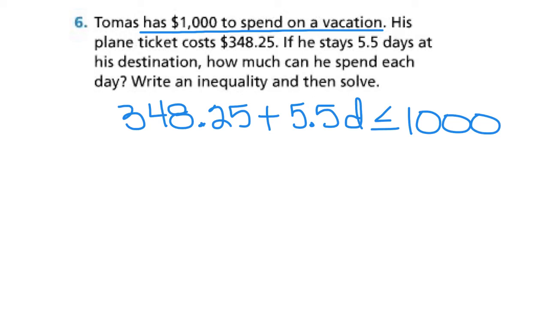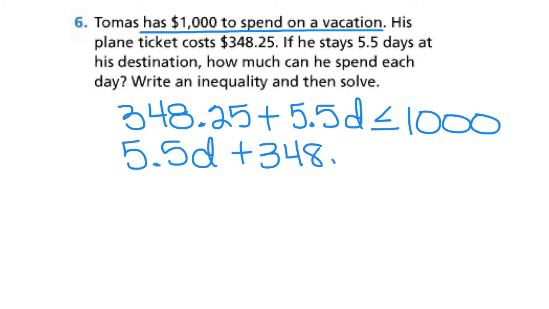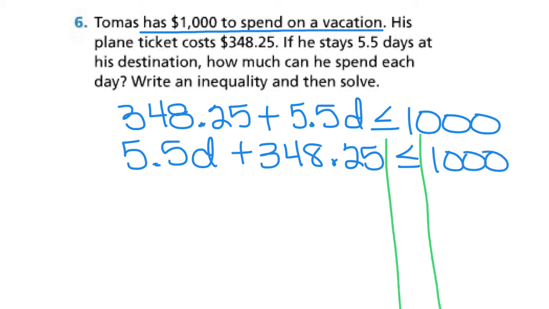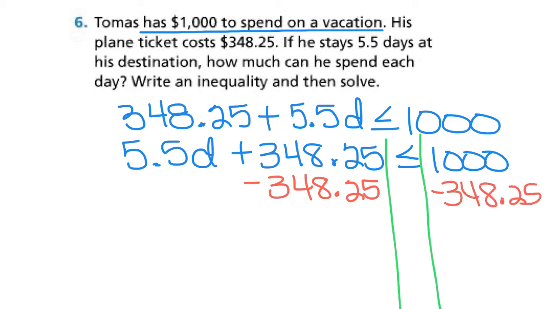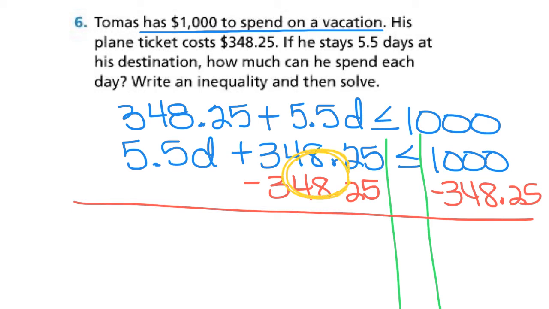I'm going to flip my inequality on the left, so I have 5.5D plus $348.25 is less than or equal to $1,000. And I'm going to solve it the same way I would an equation, starting by subtracting the 348.25 from both sides of the inequality. The 348.25s are going to zero out on the left, leaving 5.5D is less than or equal to the difference on the right.